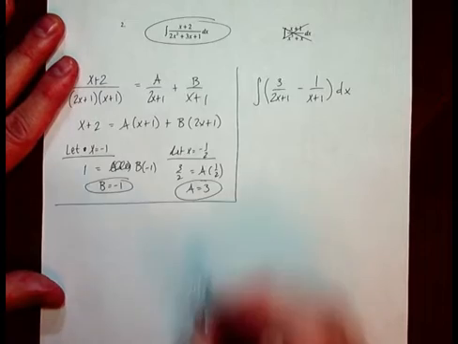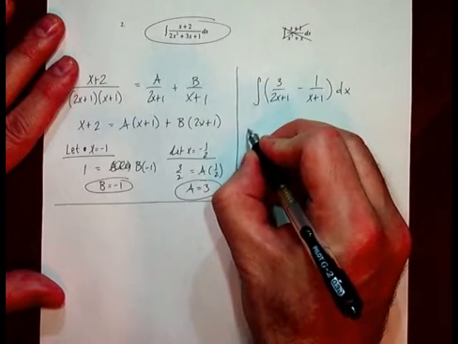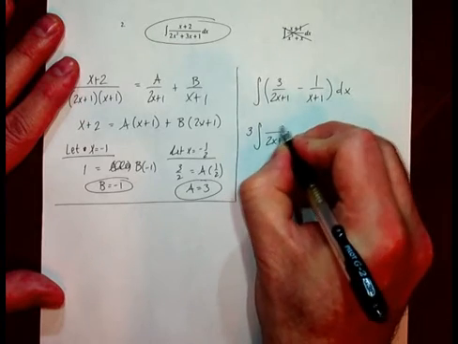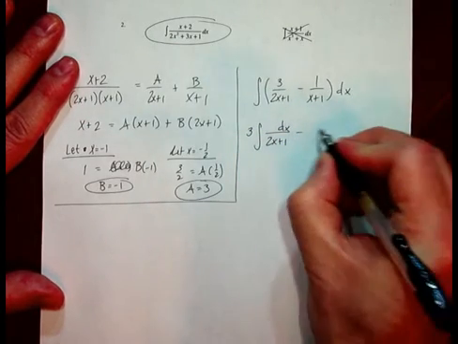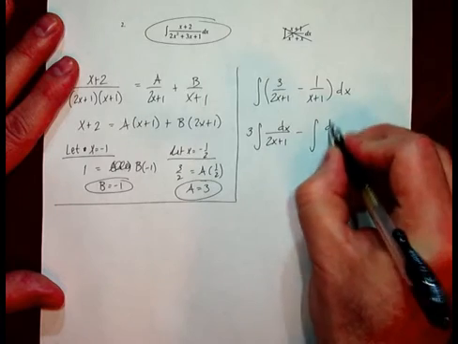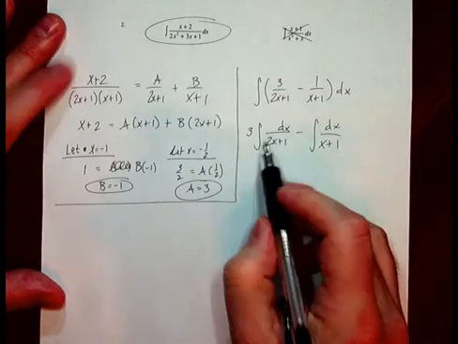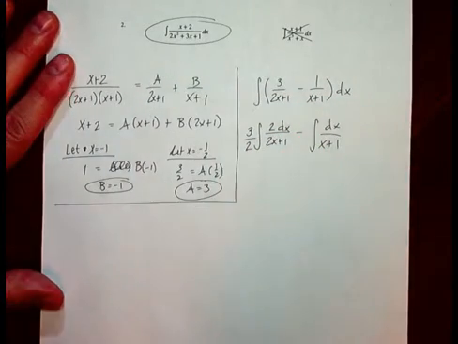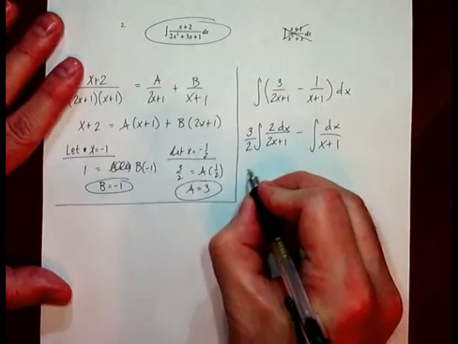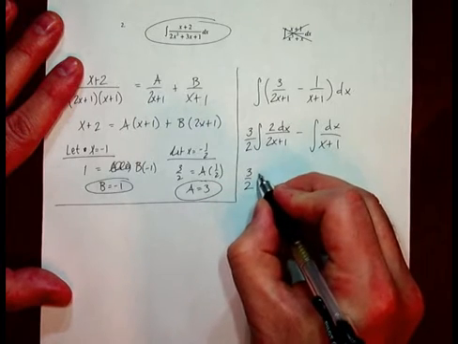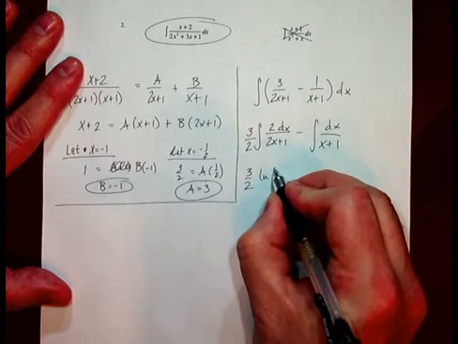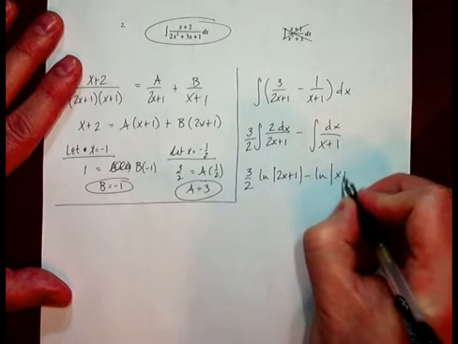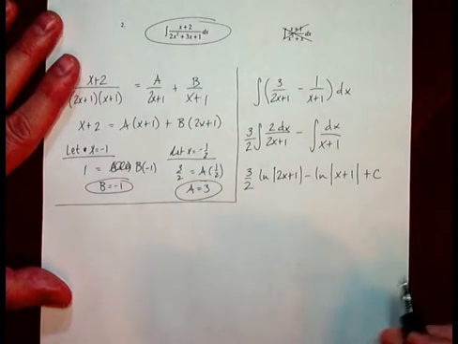Well, this isn't very difficult at all. This first one becomes 3 over 2x plus 1 dx, right? And this one becomes dx over x plus 1. The only thing that this one needs is a 2 up here, which of course needs to be compensated with a 2 out in front, and we're going to wind up with 3/2 natural log absolute value of 2x plus 1 minus the natural log of x plus 1 plus c. Okay.